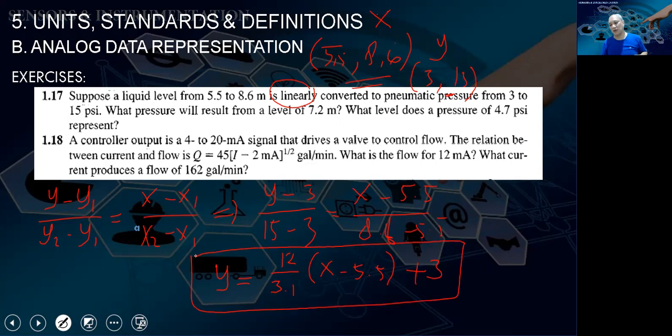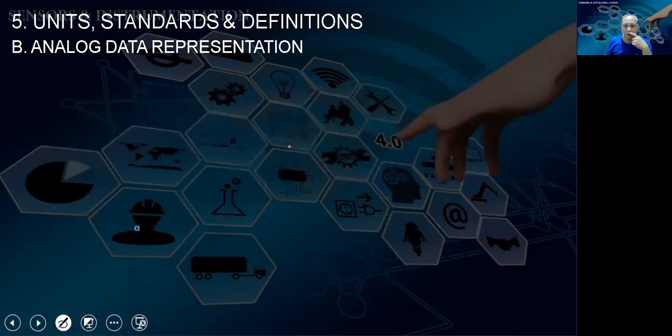So what you do next, if the question asks for the pressure at a level of 7.2, you just put the value in, where y is the pressure: y equals 12 over 3.1 times 7.2 minus 5.5, plus 3. That is just calculator work. Number 2, a control output, and then you continue with the pressure also. Number 2 is even easier because it gives the equation. You just input the value. It's easy. Try it at home.